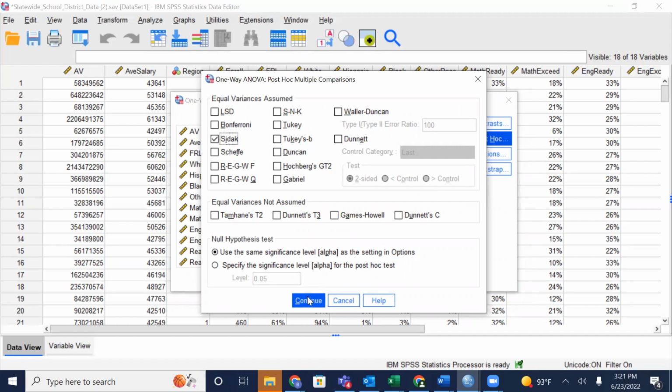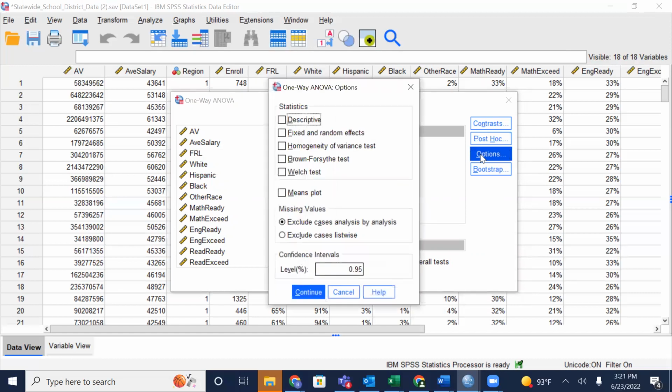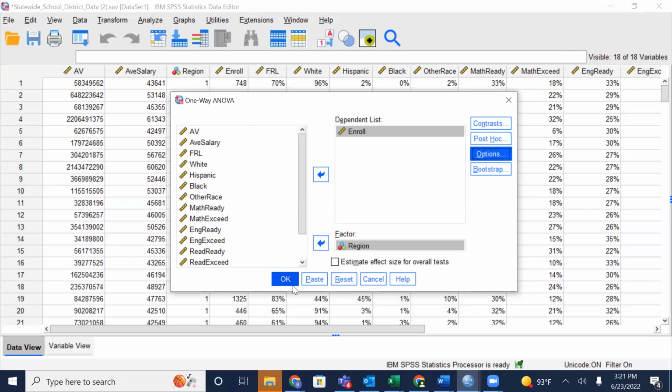Okay, and then I'm going to hit continue. I'm going to go here to options. I want to do the homogeneity of variance test. Let's still include that in there. Let's see what else I want. I think that is it. Oh, I also want these descriptive statistics included. Confidence interval is correct. Okay, so I'm going to hit continue, and then I'm going to hit OK.